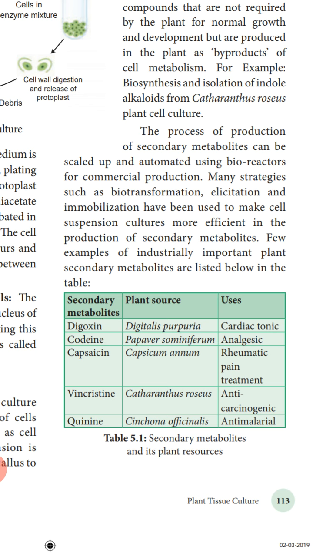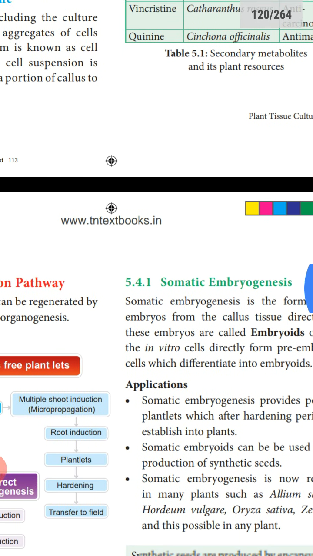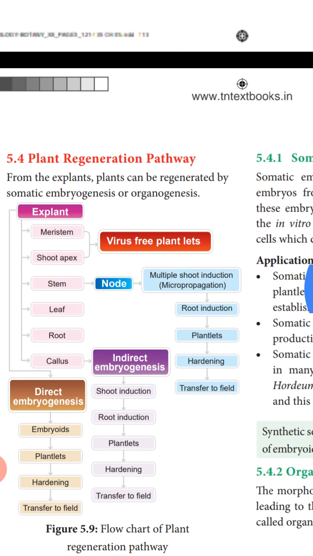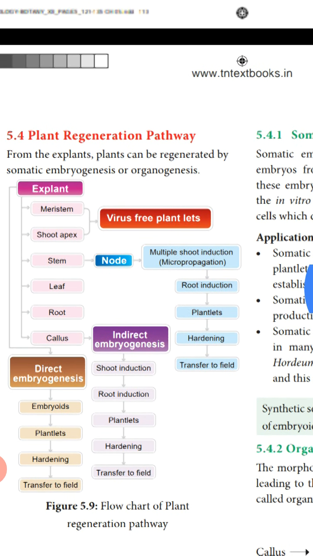So these are the four different types of plant tissue culture we have studied, based on the plants we are using in the culture. The next topic we are going to study is the regeneration pathway. So how this regeneration is done from the cell, how new plants are being regenerated.